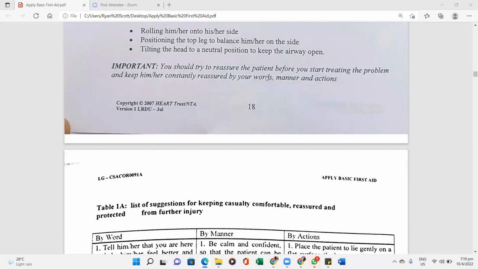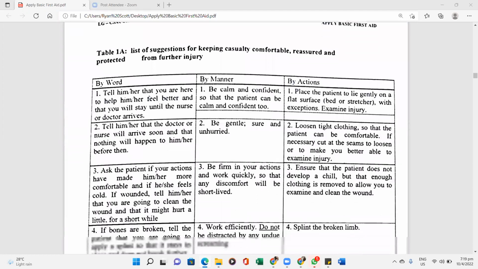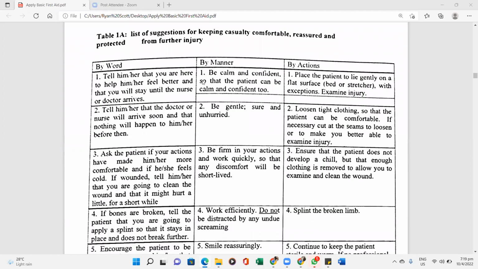And we're gonna go through these a bit more in detail, right? But they're just kind of giving you an idea as to what you should do. It says you should try to reassure the patient before you start treating the problem and keep him or her constantly reassured by your words, manner, and action. Scroll down. So it says list of suggestions for keeping casualty comfortable, reassured from further injury. So 1, by word, by manner, and by action.